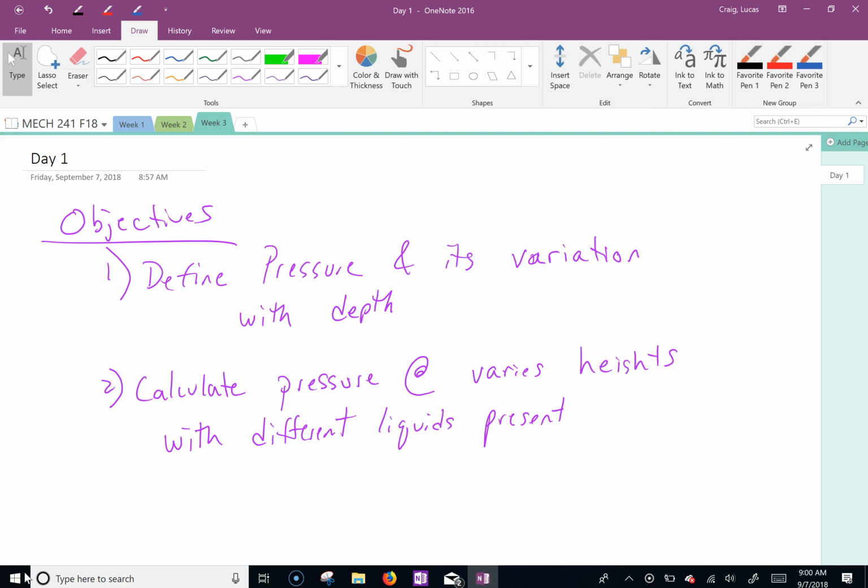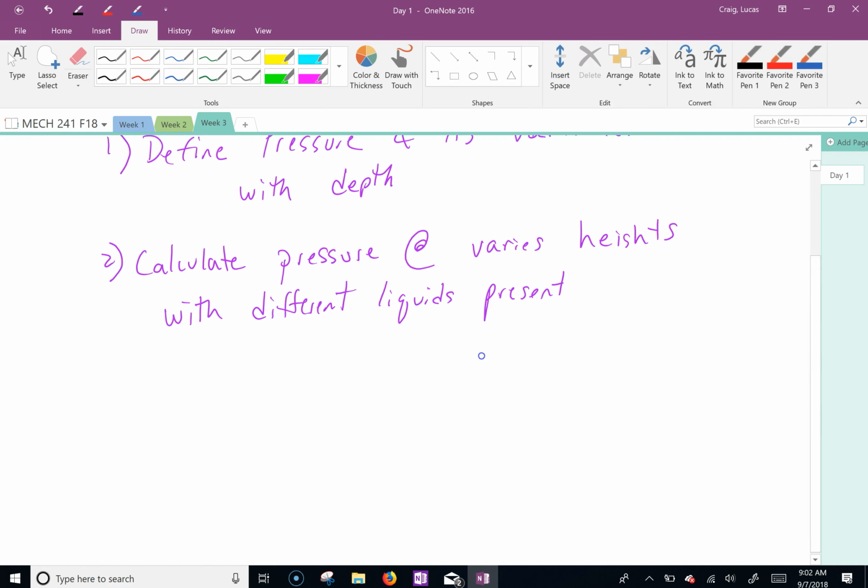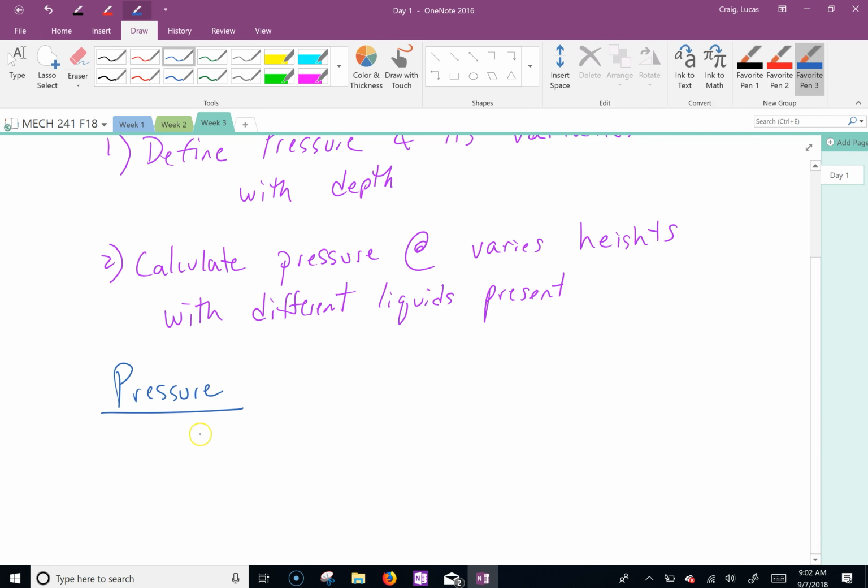All right, so the objectives for today, we're starting to talk about pressure. So we'll define pressure and its variation with depth, and then we'll calculate what the pressure is at various heights. Let's just first dive right into the equation. So the basic fundamental equation for pressure is just some force over an area.